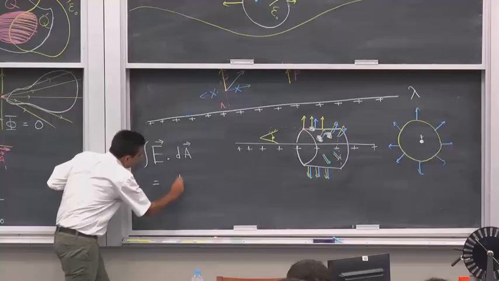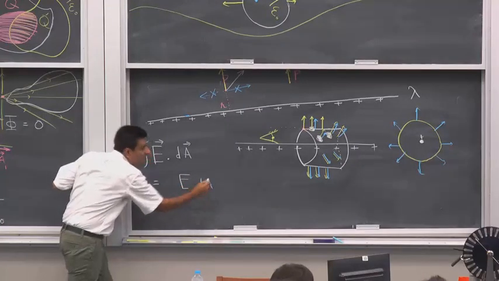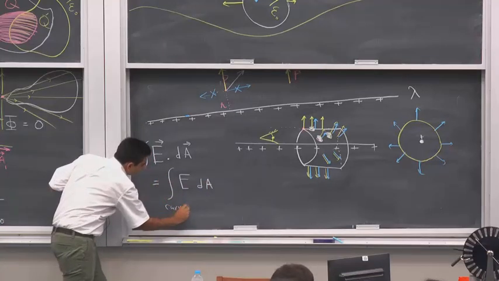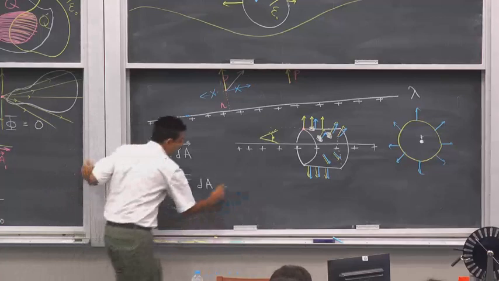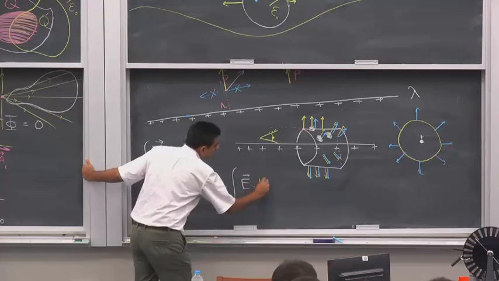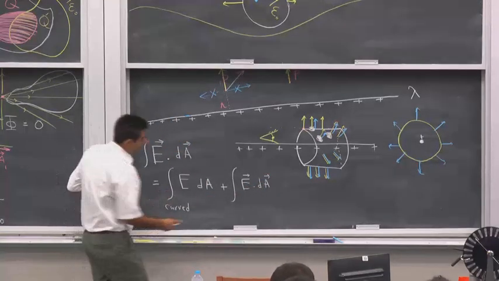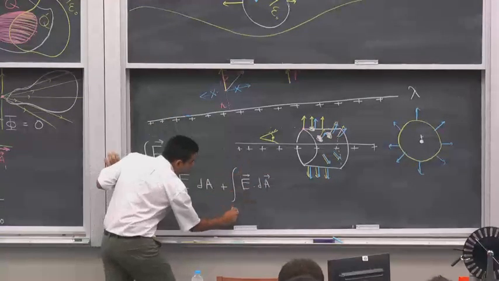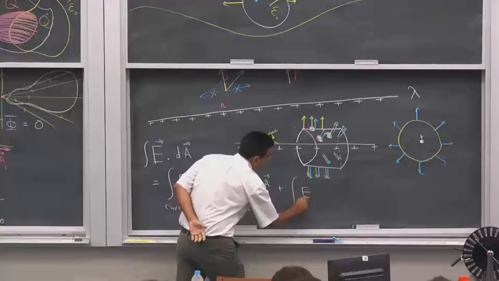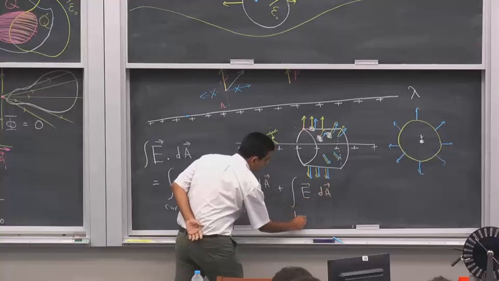So I can write E dA cosine of 0, which is 1. This is on the curved surface, plus some E dotted with dA. I have not yet opened up the dot product because I am not sure about the directions here. On the right cap, right end, plus E dotted with dA on the left end.